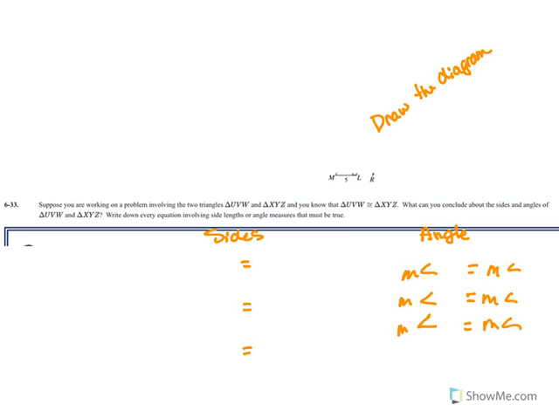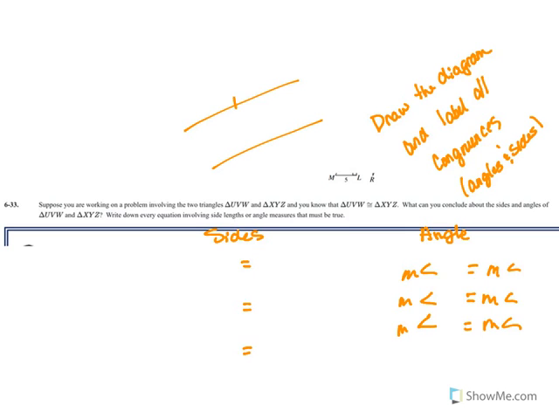That would make this statement true, and label all congruences. So you should have angles and sides. Remember, if I have two sides that are congruent, the first set is going to have one line, the second set's going to have two lines, the third set's going to have three lines.